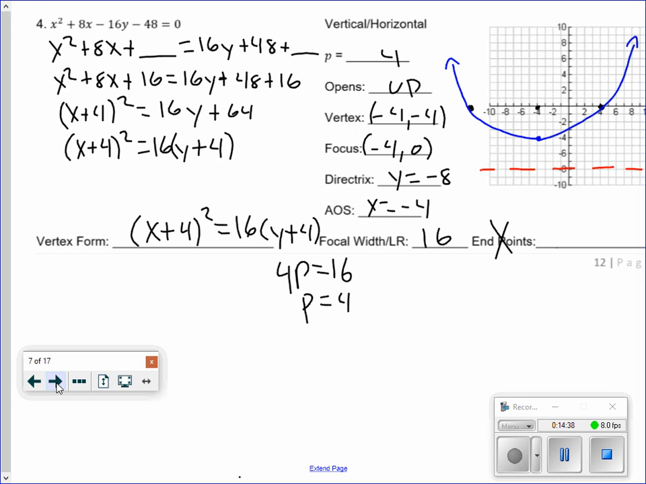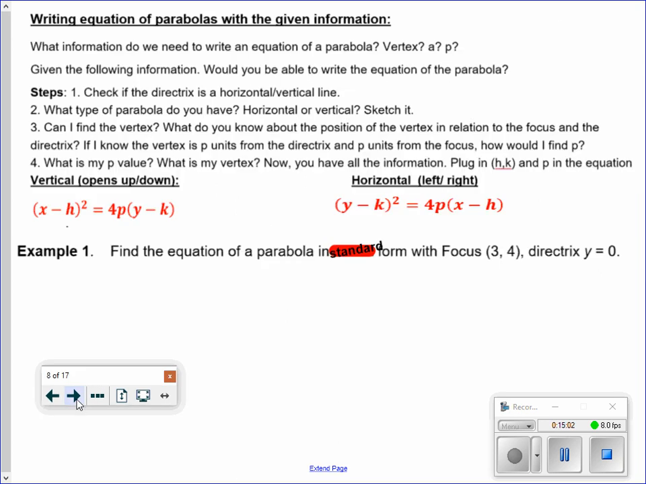And if I go from the vertex down 4, I get to the line y equals -8. My axis of symmetry will be x equals h, or in this case, x equals -4. My focal width is the absolute value of 4p. My 4p is 16, and the absolute value of that is still just 16. So my focal width is going to be 16. All right, just keep on going.